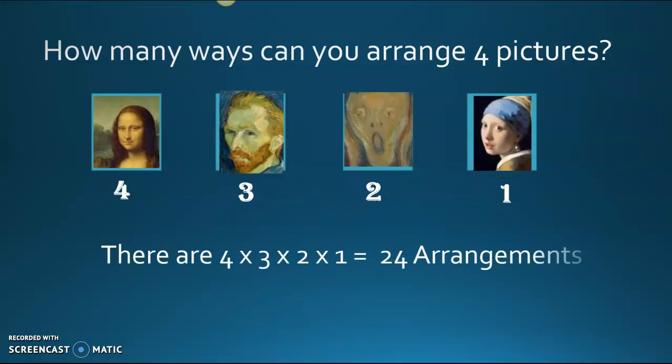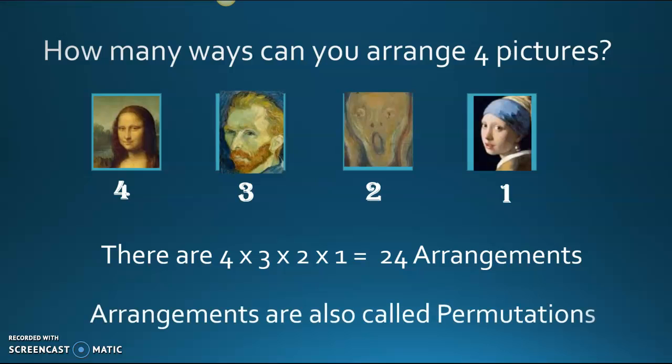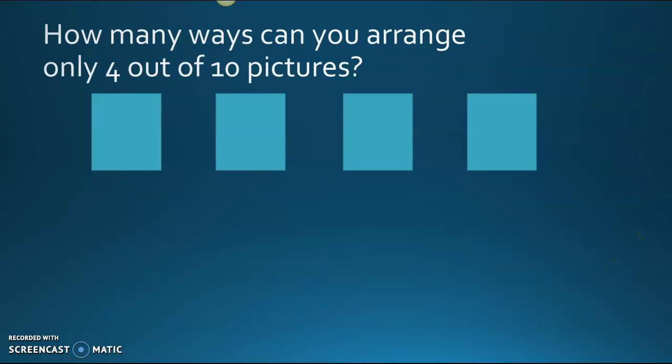So there are a total of 4 times 3 times 2 times 1, or 24 different ways to arrange those 4 pictures. 4, because that's how many I have, times 3 times 2 times 1. These arrangements can also be called, as I said, permutations. Now, how many ways can I arrange it if I only want to hang 4 out of 10 pictures that I have? I've got 10 pictures, but I don't have that much wall space, so I'm going to only hang 4. How many ways can I do that?